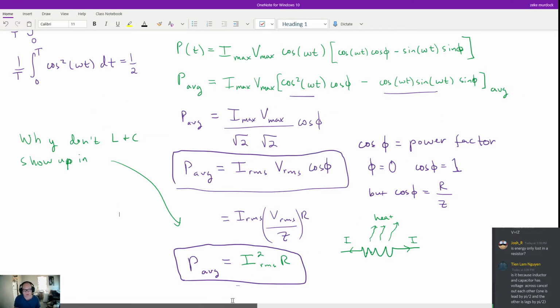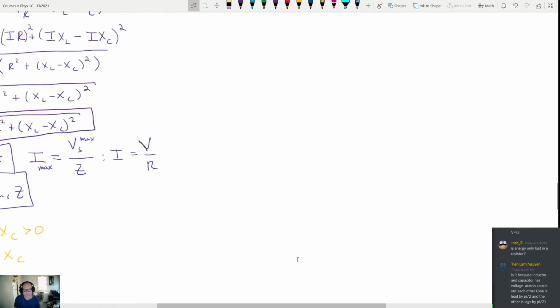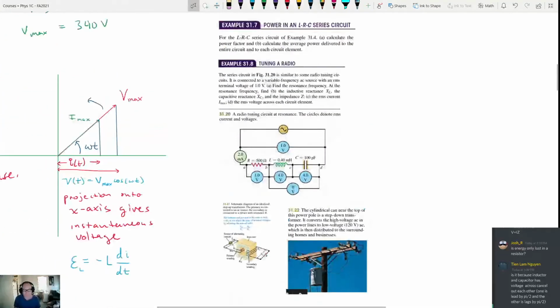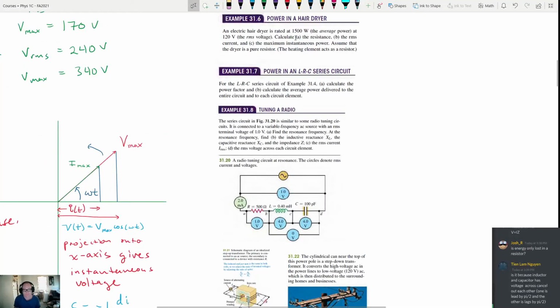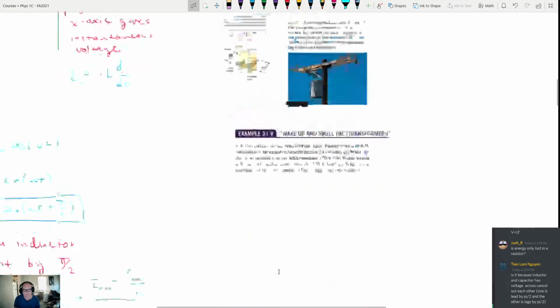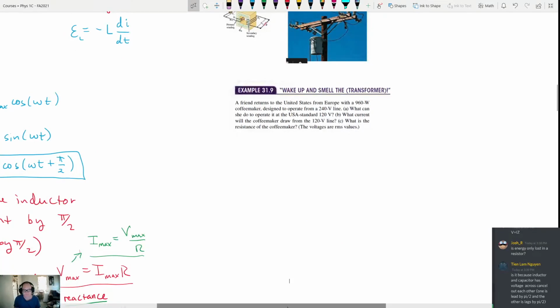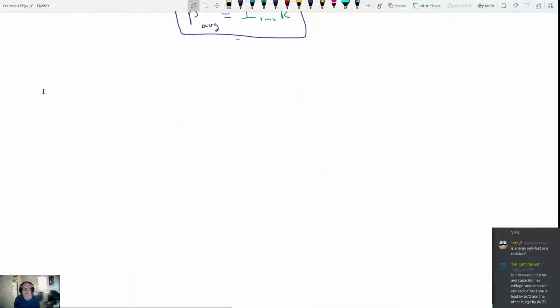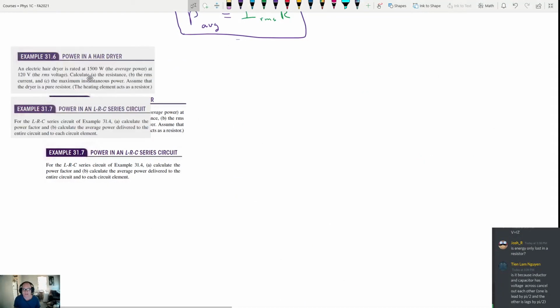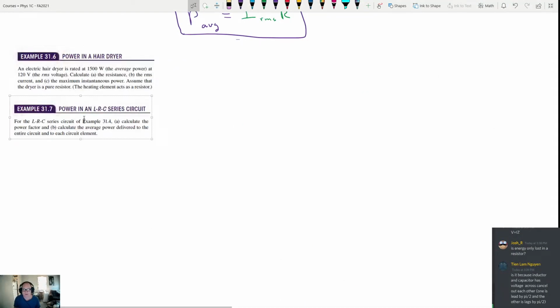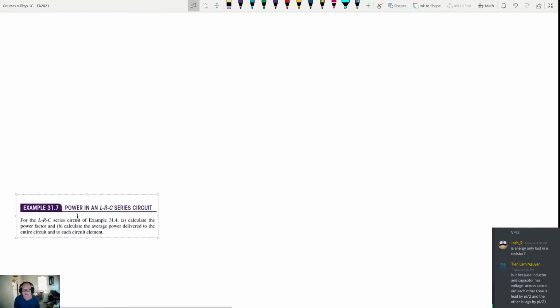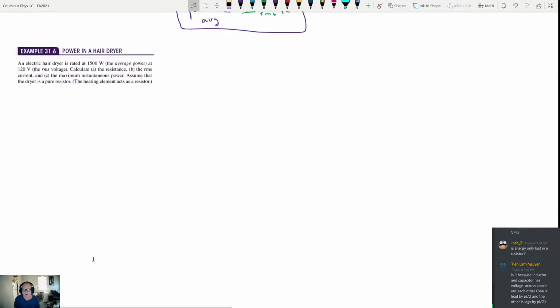All right, so let's look at these problems. Maybe I could give you an example. No, we'll do that in a second. I was going to give you an example, but we'll do that when we get to what the power factor really is and what it means for it to be equal to 1.